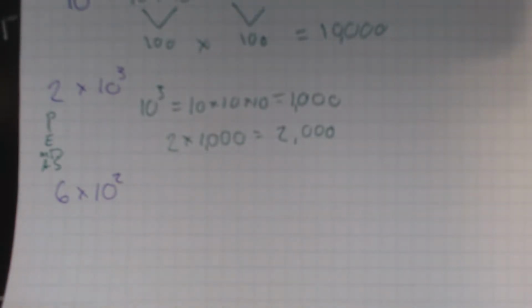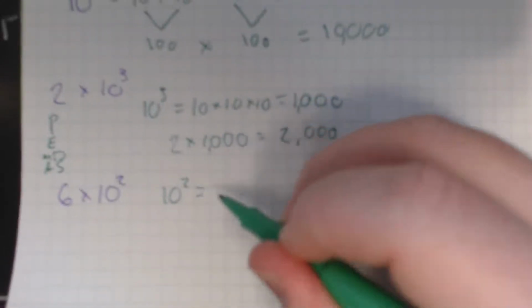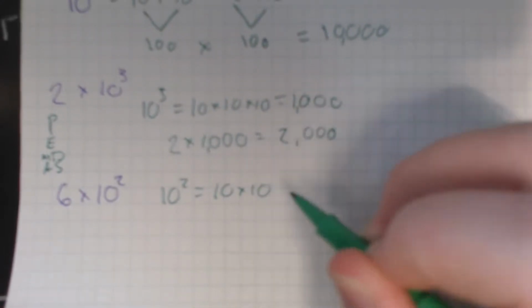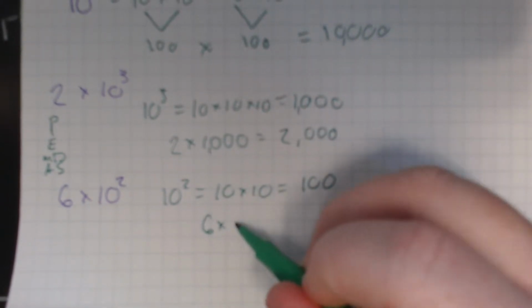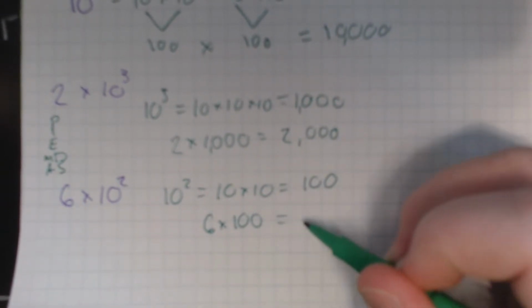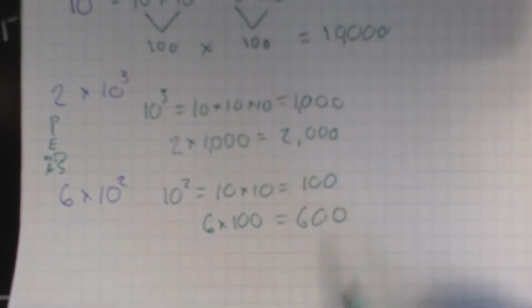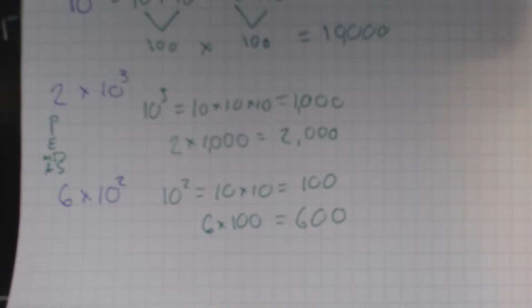Once again, using PEMDAS as we have it written above, we are going to do the exponent first. So we have 10 to the 2nd, which is equal to 10 times 10, which equals 100. Now we have 6 times 100, which is equal to 600. And just like that, you have completed a math lesson.